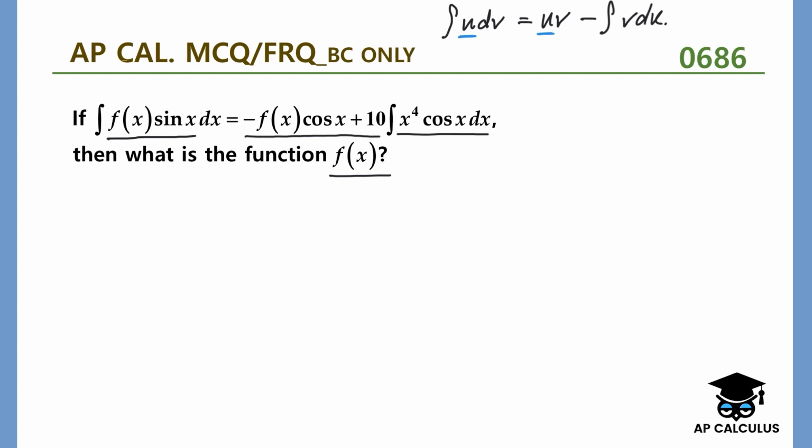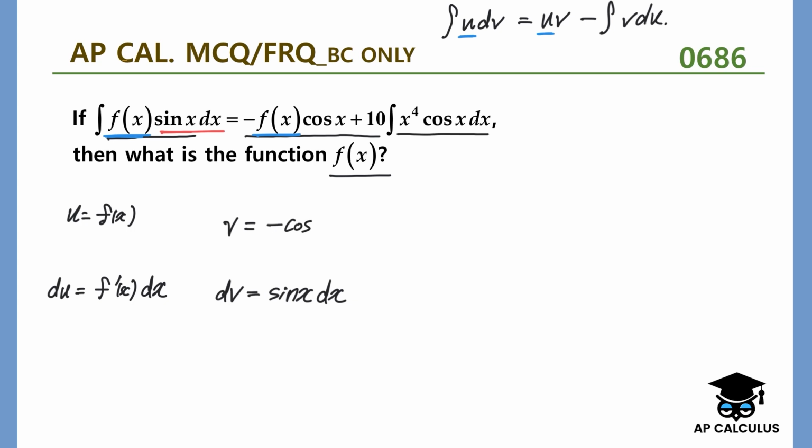Since we have f of x here and f of x here, we can let u be f of x, right? So u is equal to f of x, then sine x dx is our dv, right? So dv is equal to sine x dx. Then du is equal to the derivative of f, which is just f prime x times dx. v is equal to the antiderivative of sine, which is negative cosine.